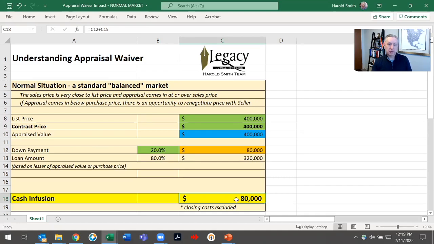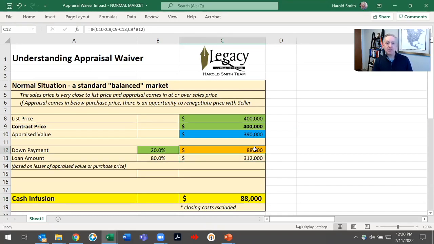That's a normal situation. Now, let's say though, in that normal situation, as long as the house appraises for the purchase price or greater, everything's happy. But what if it appraised for less? What if it appraised at 390? Okay, here's the deal. This is the very important point. For all lenders, the loan amount is going to be based on the lesser of purchase price or appraised value. Okay, so notice what just happened there. When I lowered this to 390, it didn't say $80,000 cash infusion. It now says 88,000. The loan amount went down. The cash down payment went up.